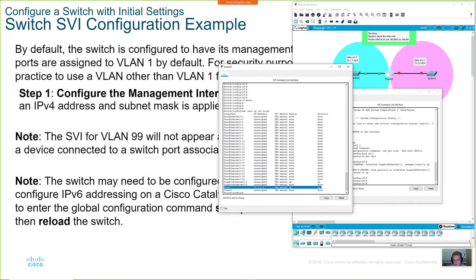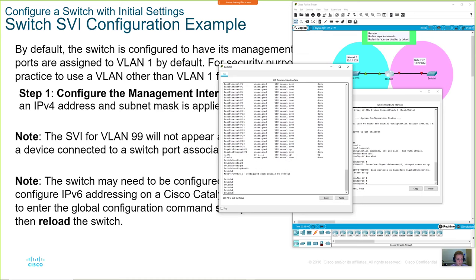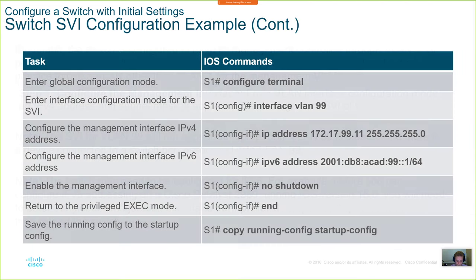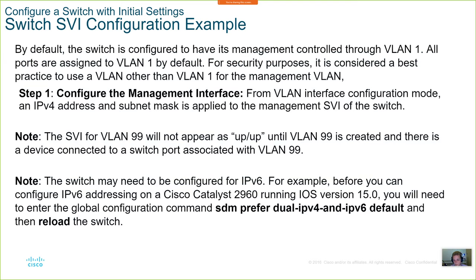We're not going to worry about that quite yet. So we did that. Of course, they say it will not appear as up until VLAN 99 is created and there's a device connected to a switchport associated with VLAN 99. And it does mention if you want to use IPv6 on a 2960 particularly, you have to do this SDM prefer. It's not supported in Packet Tracer, and it depends on your switch model if you need that command or not. So don't worry too much about that.